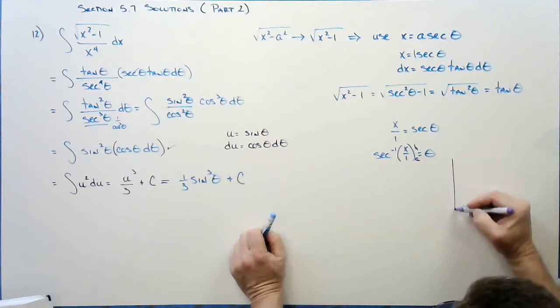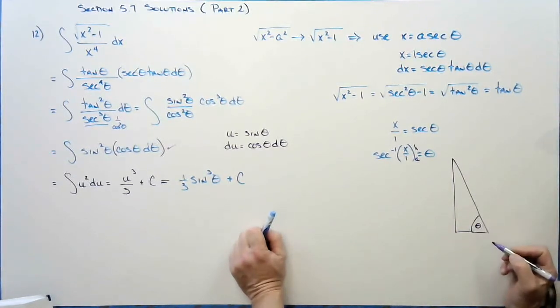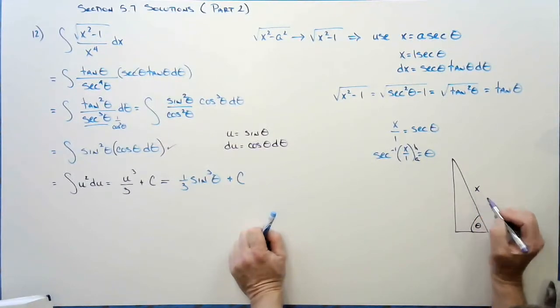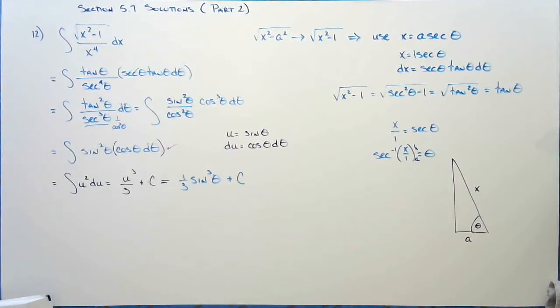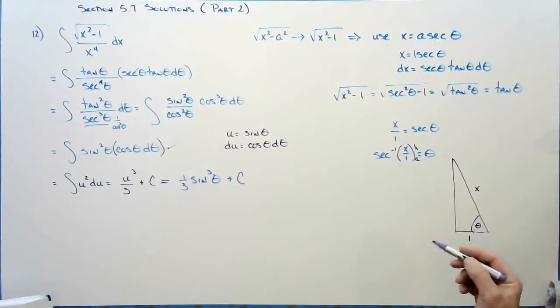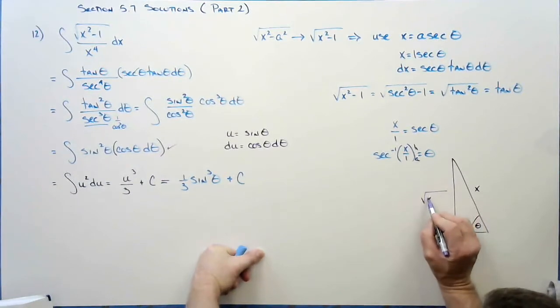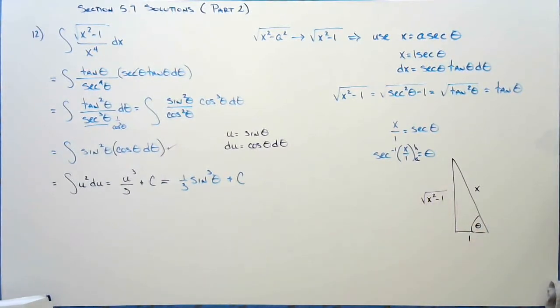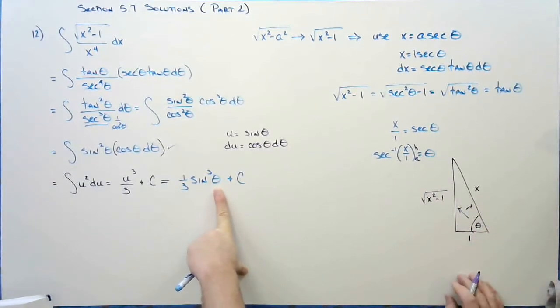If we draw our triangle then, pick any acute angle to be theta, it doesn't matter which one you pick. I need my hypotenuse to be x. I need my adjacent side to be a, and in this case, a is 1. If we use our Pythagorean theorem to solve for this side, we're going to find out that this side is the square root of x squared minus 1. Now we need the sine of theta. Here's theta. Sine is opposite over hypotenuse.